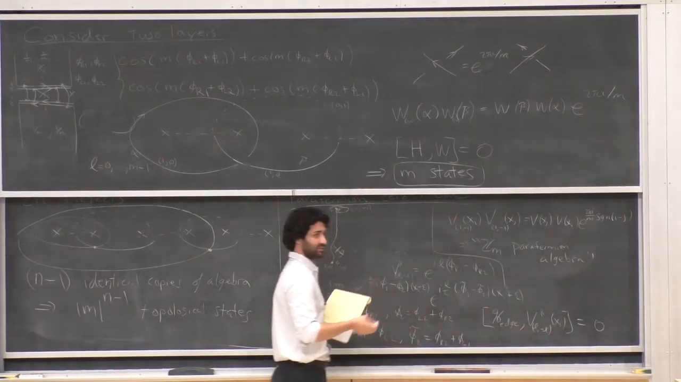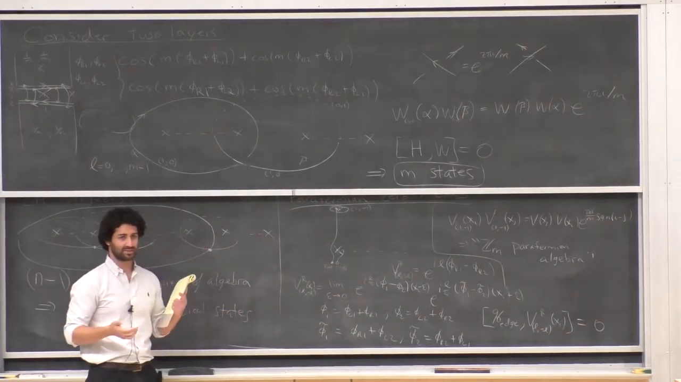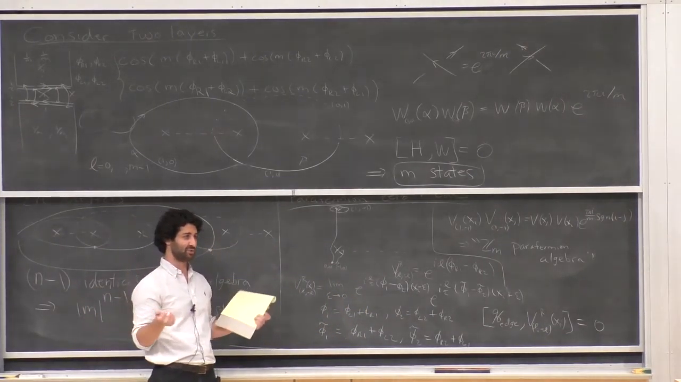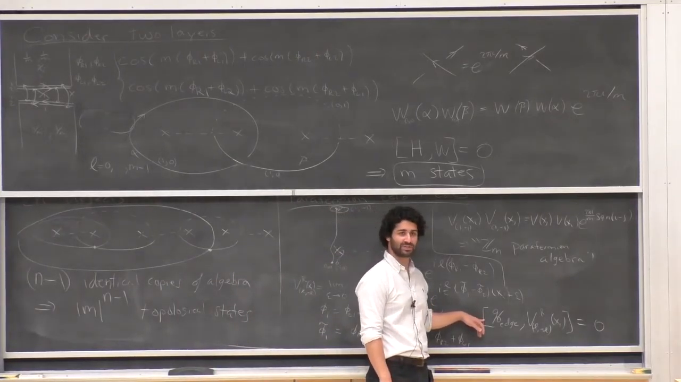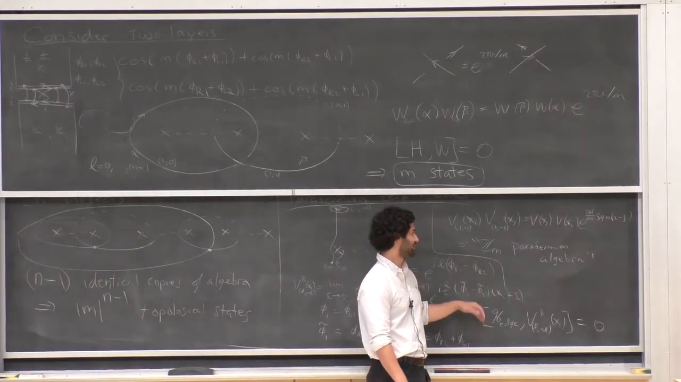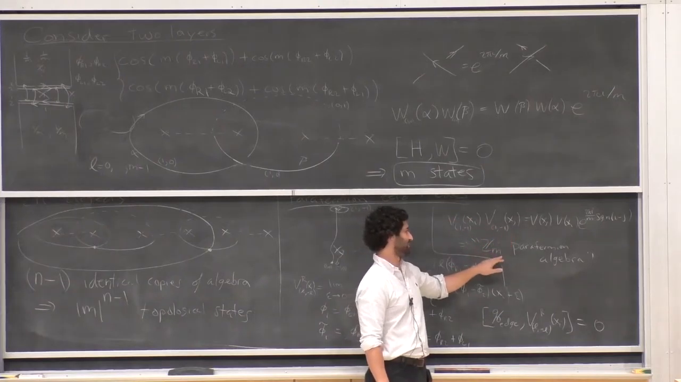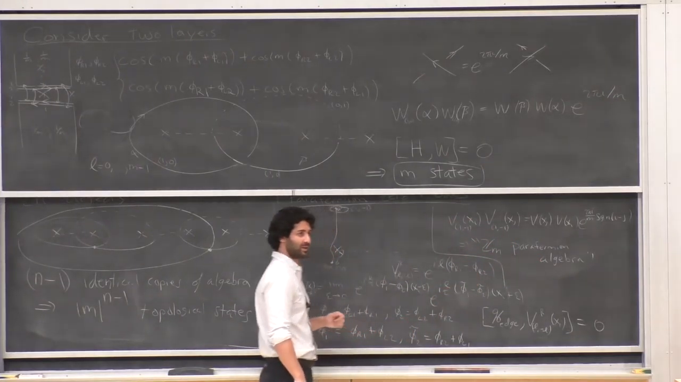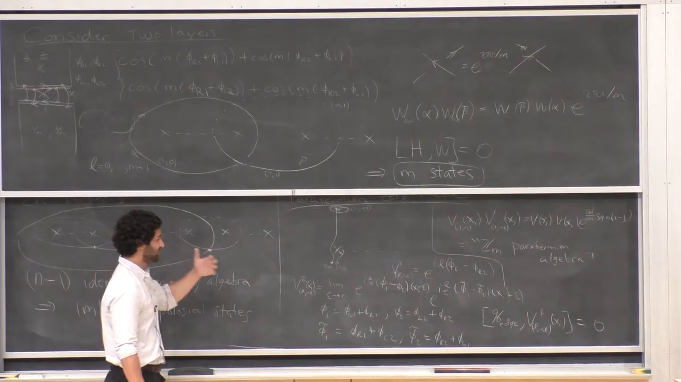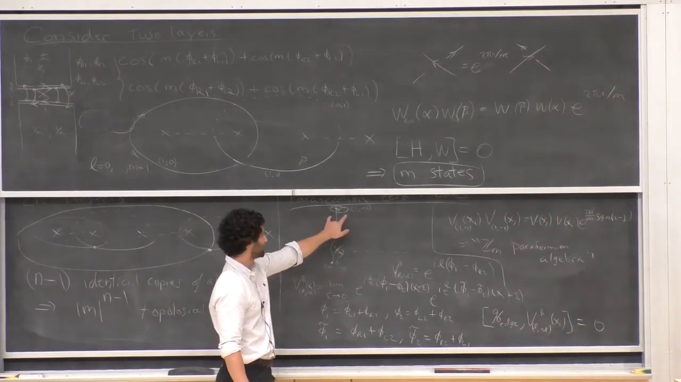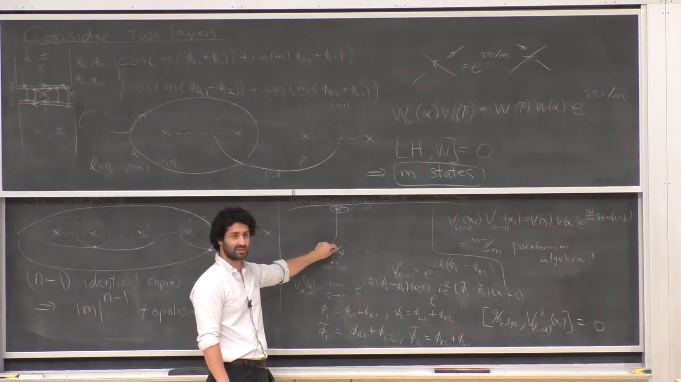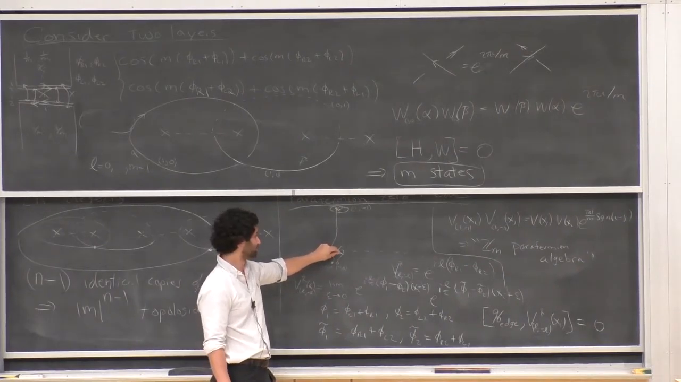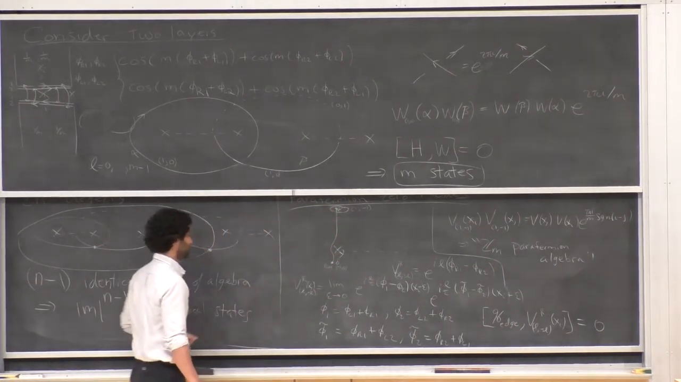And this is the origin of why these are called Z_m parafermion zero modes. This thing commutes with the Hamiltonian, so it's a zero mode in that sense. And it has this algebra, so it's a Z_m parafermion. Physically, intuitively, it is the fact that this quasiparticle can just disappear at the point of this defect or be created at this defect. Okay?